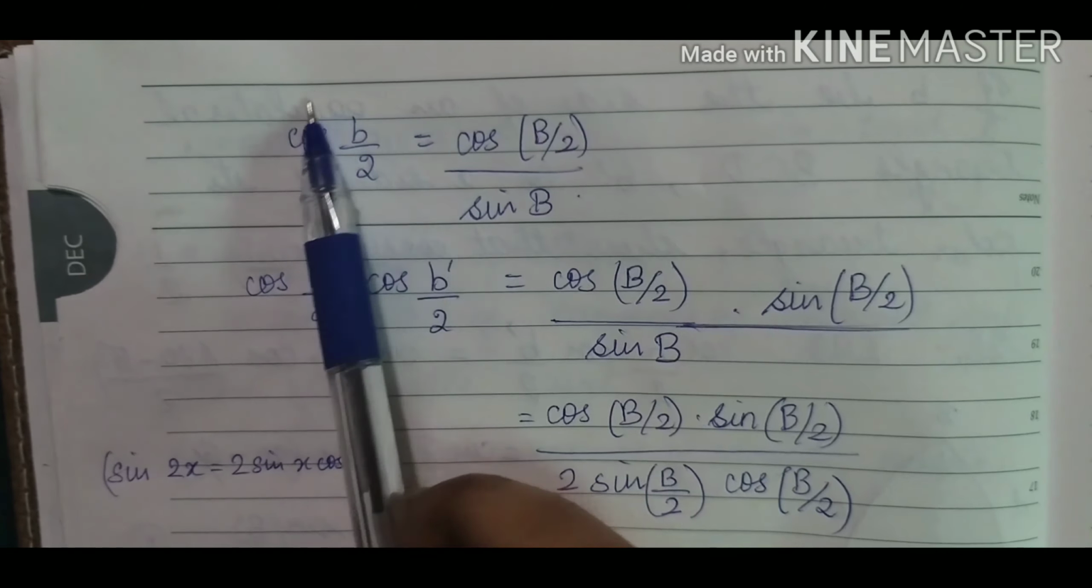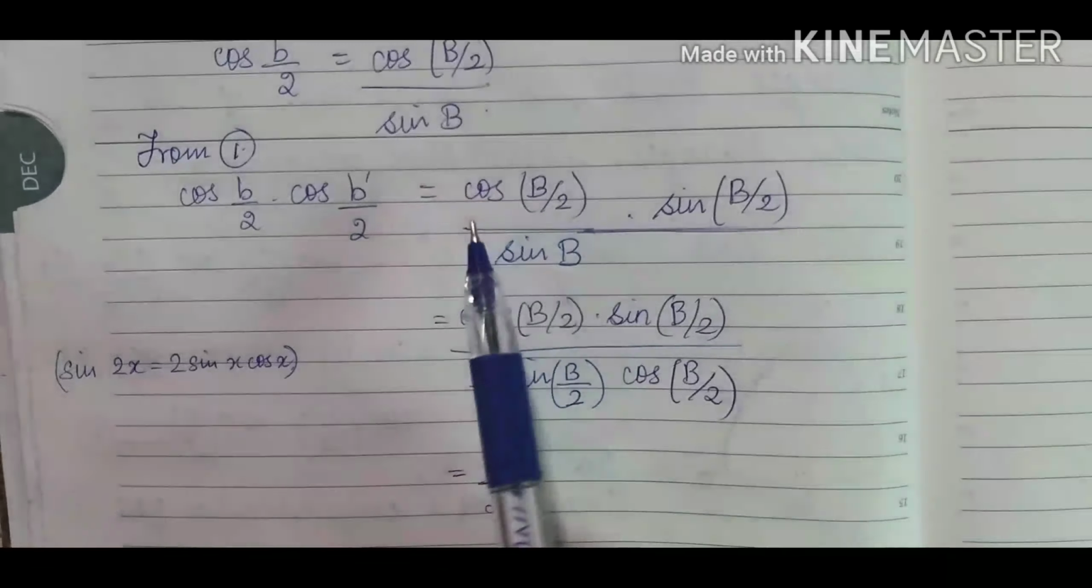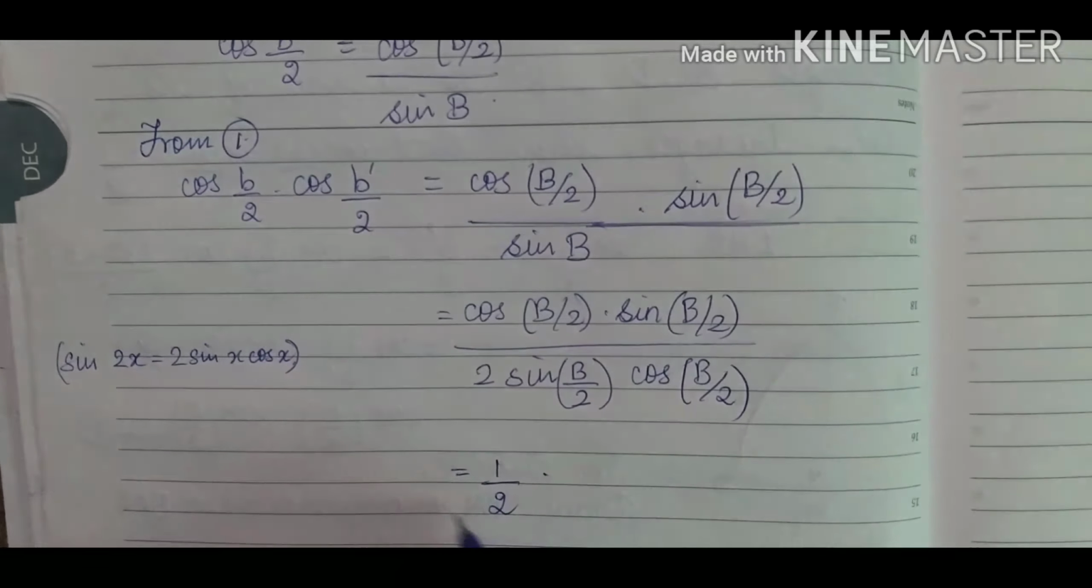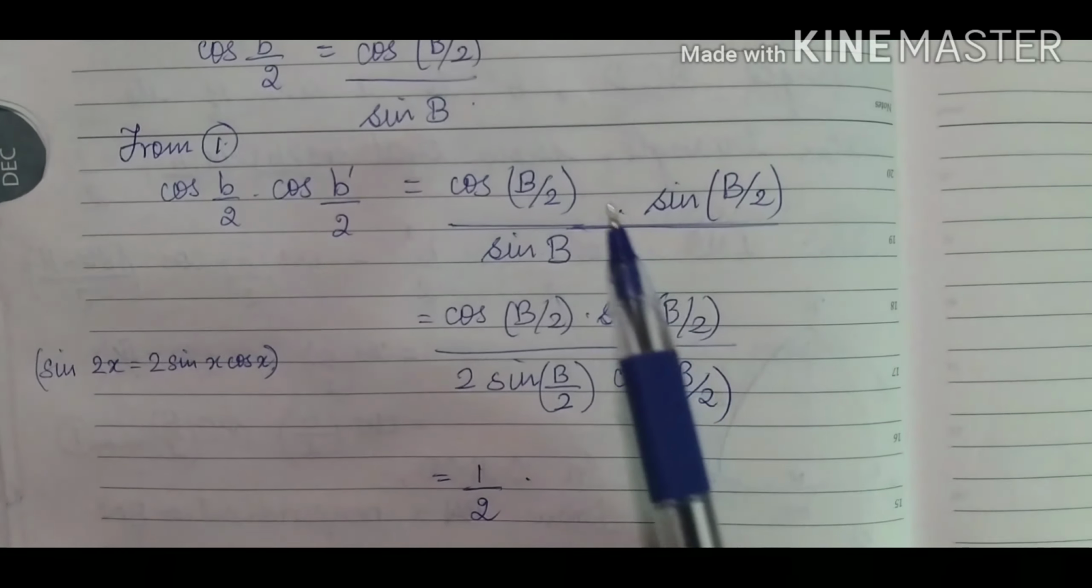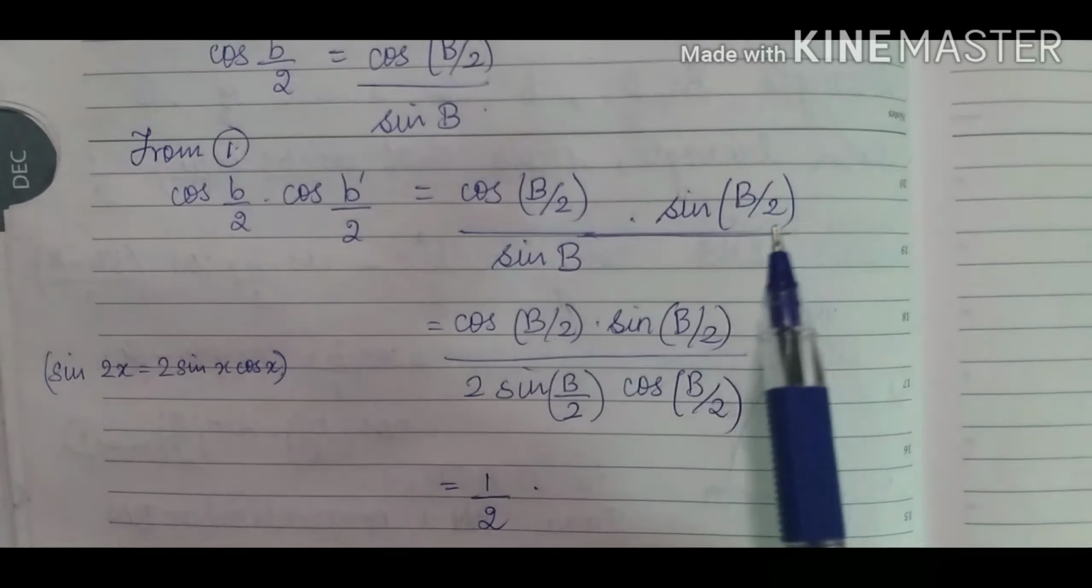In the place of cos small b by 2, we are going to substitute what we have already found. So from 1, you will have your left hand side equal to cos capital B by 2 divided by sin b into sin capital B by 2. Alright, next, the right hand side should be just a number, 1 by 2. That's what we have to prove. So we have to somehow eliminate all the cos and the sine terms.